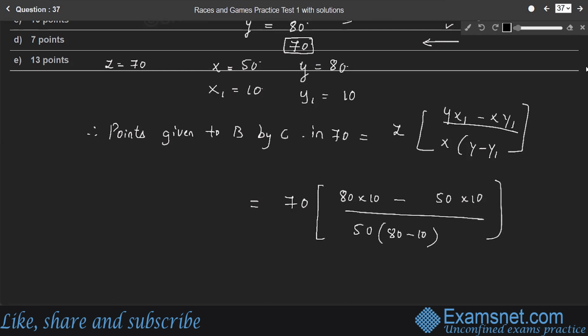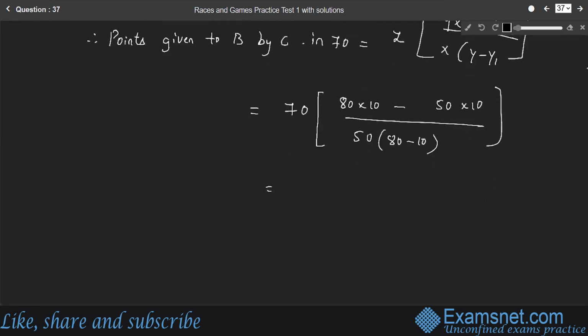So here 80 into 10, 800 minus 500 is 300, divided by 50 into 70, which is 3500. 50 into 70 is 3500. So here 7 into 5 and 7 into 50. So 5 into 6. So here 6 points.